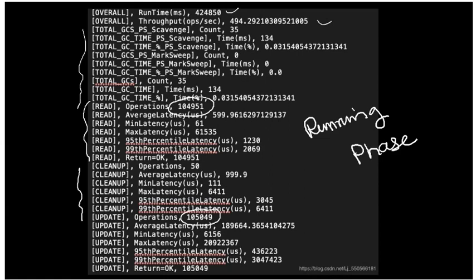For the read, how much latency was there? For the update also, how much latency was there? So that's how YCSB calculates the result. It shows the latencies of the read operations and of the update operations, and how they are performing. So that's how the results are shown by the YCSB.